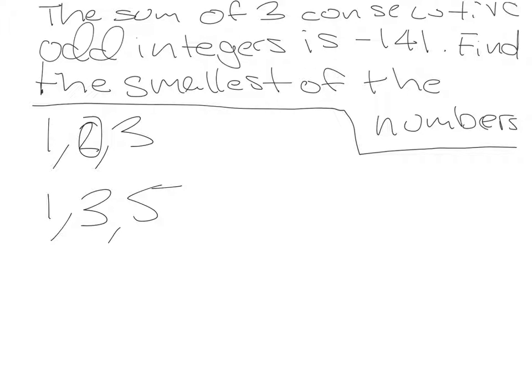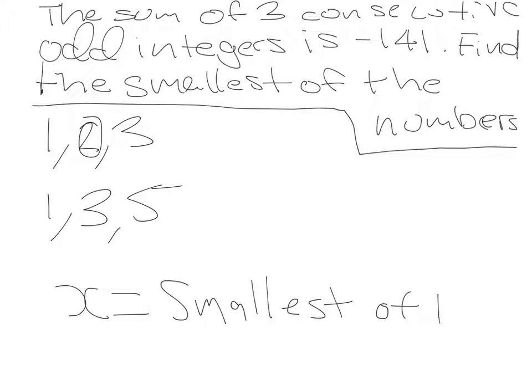So I thought about this, and the sum of the three consecutive odd integers is negative 141. To make it easier for myself, I let x be the smallest of the three integers. So let's solve this in the next slide.